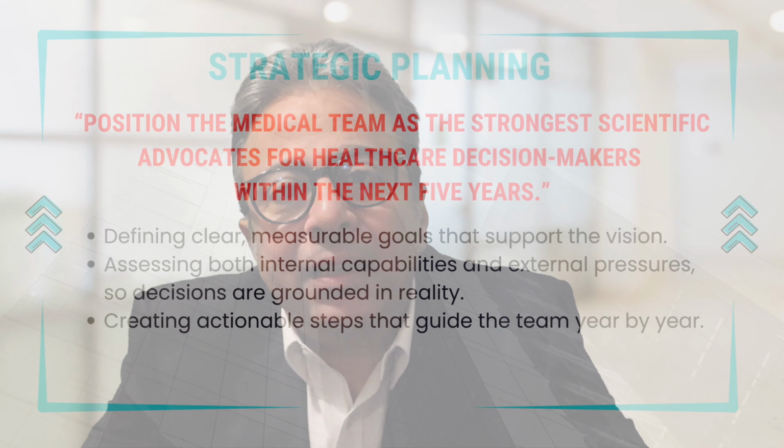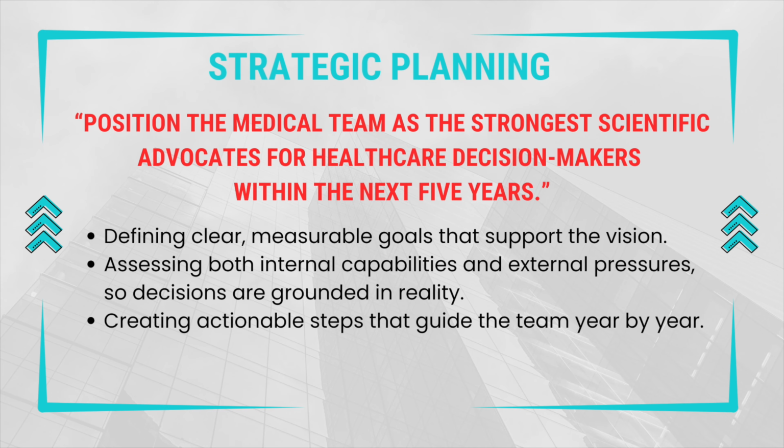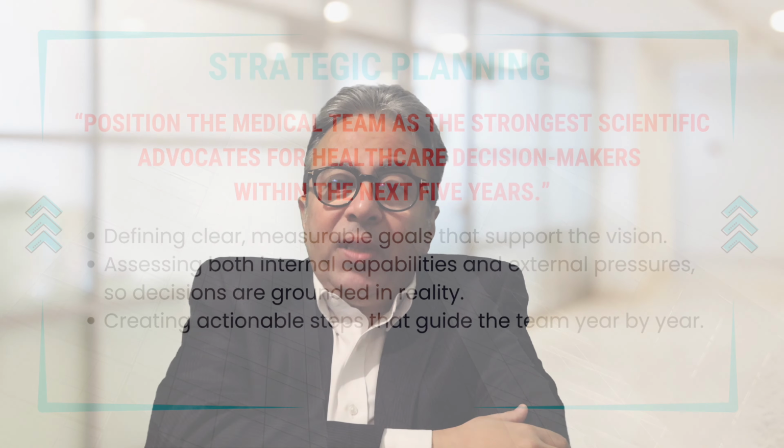Let's stay with the same vision we used earlier: to position the medical affairs team as the strongest scientific advocates for healthcare decision makers within the next 5 years. If we wanted to start strategic planning, it involves several key activities. First, defining clear, measurable goals that support the vision. Then, assessing both internal capabilities and external pressures so decisions are grounded in reality. Then, creating actionable steps that guide the team year by year and sometimes quarter by quarter.